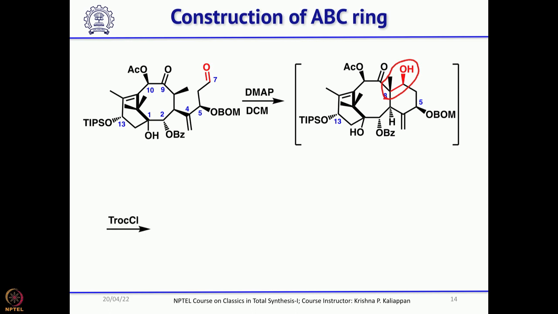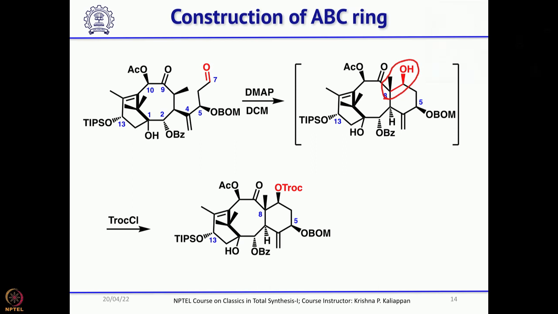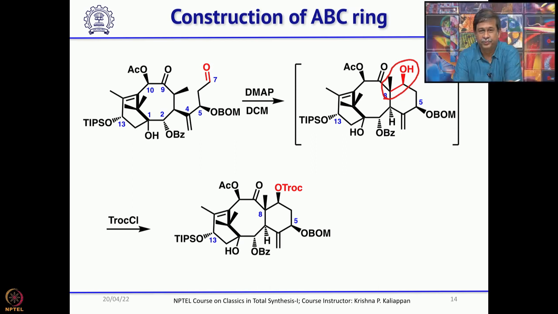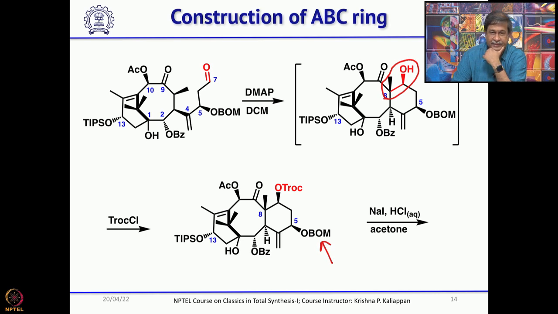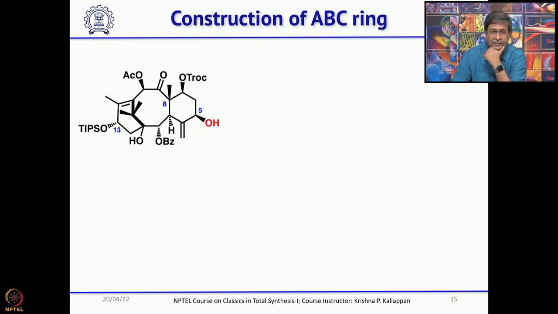Okay. Then the secondary alcohol was protected as the Troc ether. Okay, that is quite easy to prepare, the protective group. Then you treat with sodium iodide and aqueous HCl. That is to remove the BOM group. If you have to remove the BOM group selectively, you can use this. Okay. Now you got the allylic alcohol.